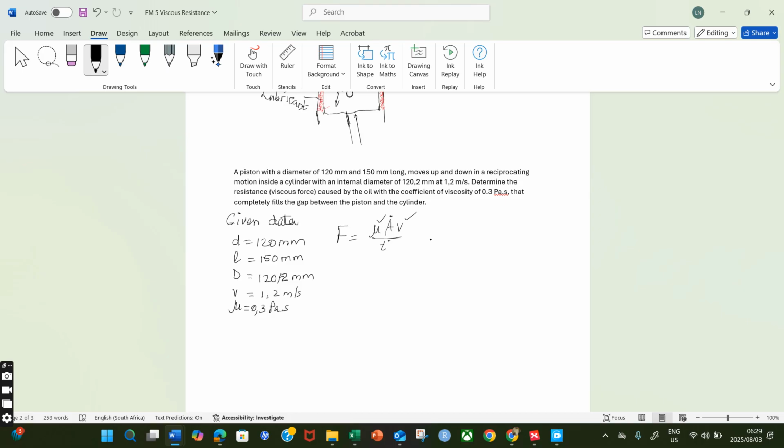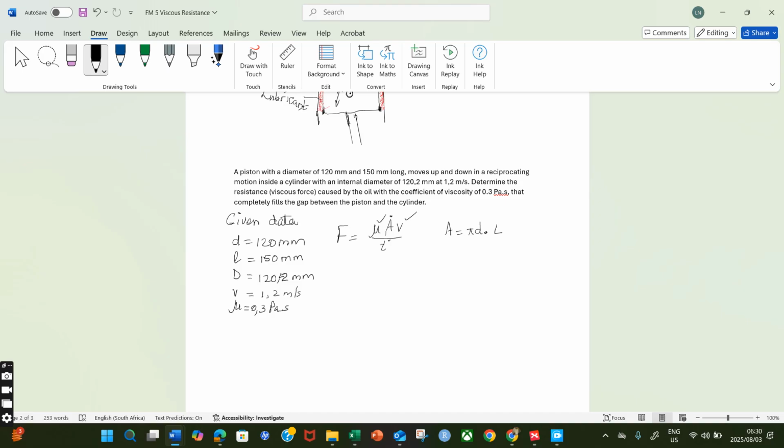How do we calculate the area? Unlike with the rotating shafts, here you use the diameter of the piston. You don't use the mean diameter. You use the diameter of the piston, because it's a sliding motion, it's a linear motion. There's no rotation here. So you consider the diameter of the piston.